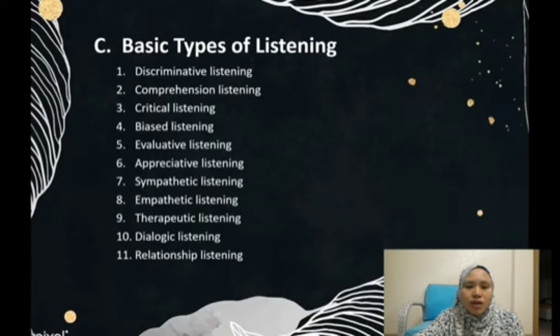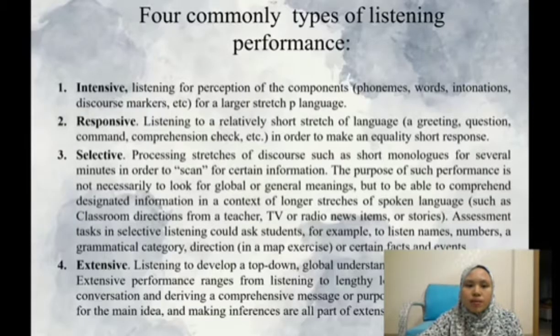Again, C is the basic types of listening. The first one is discriminative listening, and then the second is comprehensive listening. The third is critical listening, and the fourth is biased listening. The fifth is evaluative listening, the sixth is appreciative listening, and the seventh is sympathetic listening. Eighth is empathetic listening, and ninth is therapeutic listening. Tenth is dialogue listening, and eleventh is relationship listening.